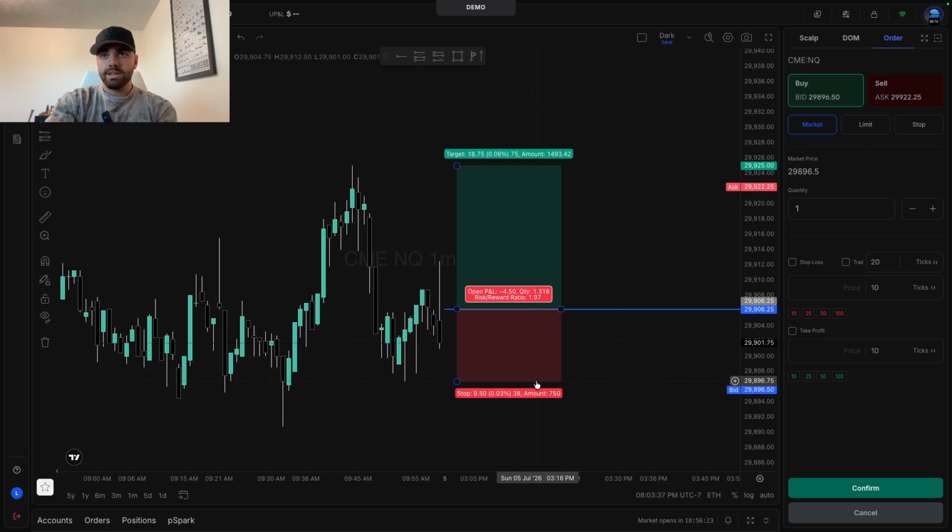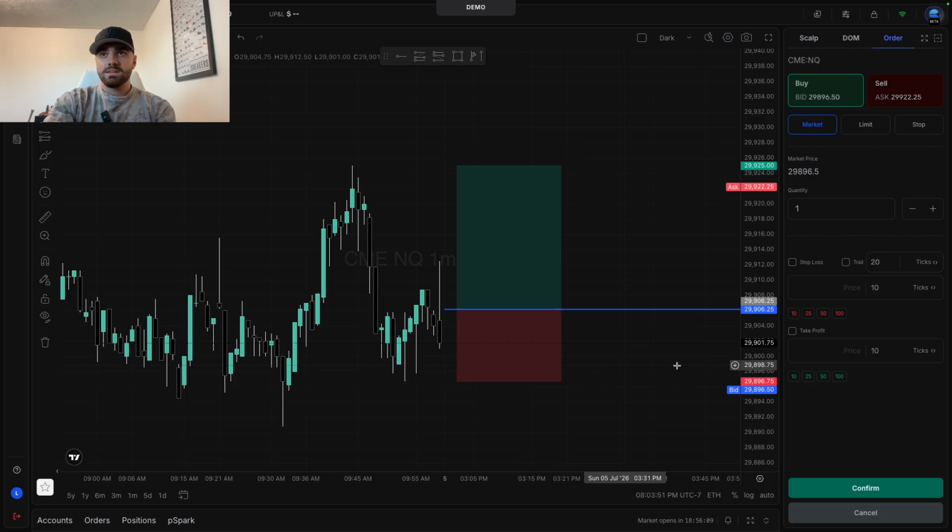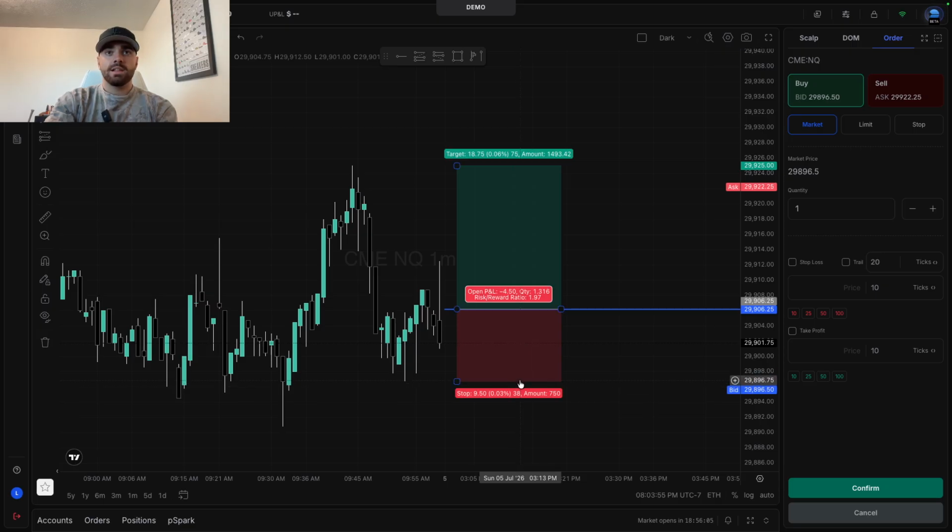So just for gits and shiggles, 2906, and this is down at 896, so that is a loss of $10 in there, which with one NQ would be a loss of $200. So this is a $200 stop loss. Up here, the take profit is at 925.